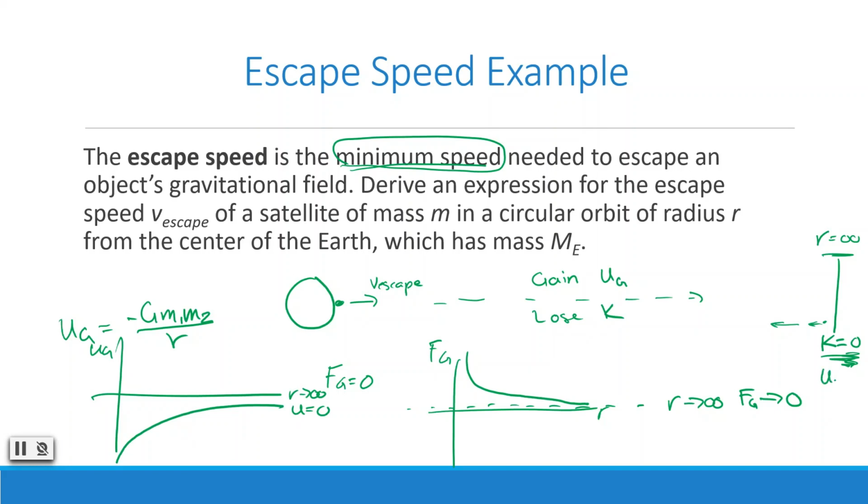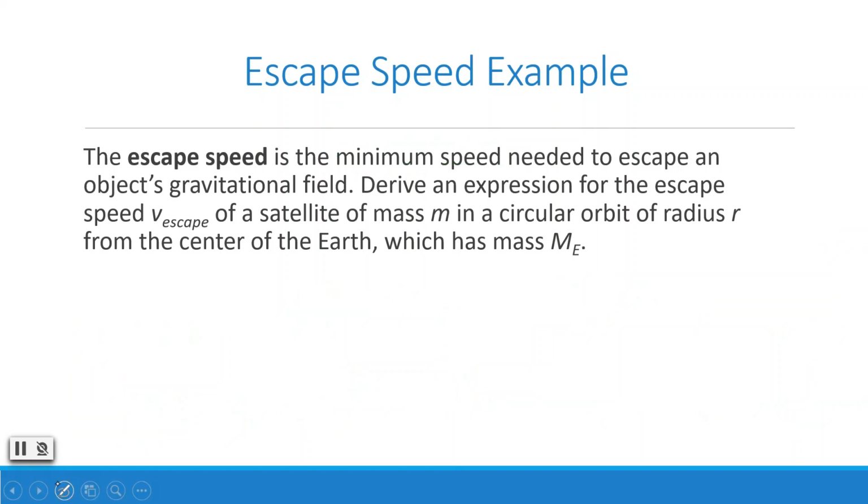So we're going to have kinetic energy equal to 0 and potential energy equal to 0 when we reach infinity. That's going to be our big assumption. Whenever you do escape speed, the assumption is that our kinetic energy is going to be 0 and our potential energy is going to be 0 when we reach r equals infinity. This is really an energy conservation problem.